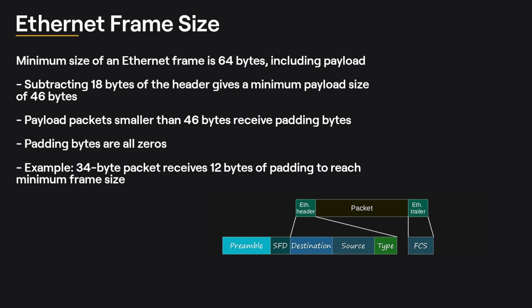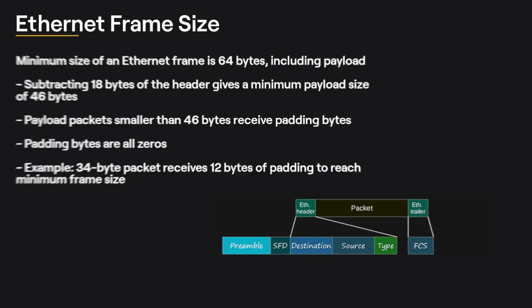To summarize, the preamble and SFD may or may not be included as part of the Ethernet header, depending on how you define it. However, they are included with every Ethernet frame. The minimum size of an Ethernet frame is 64 bytes, not including the preamble and SFD. This means that the minimum payload size is 46 bytes, and if the payload is smaller than that, padding bytes will be added.